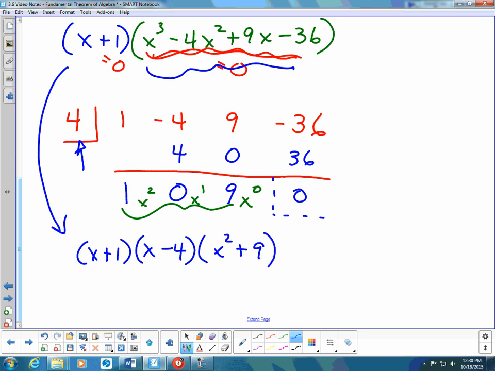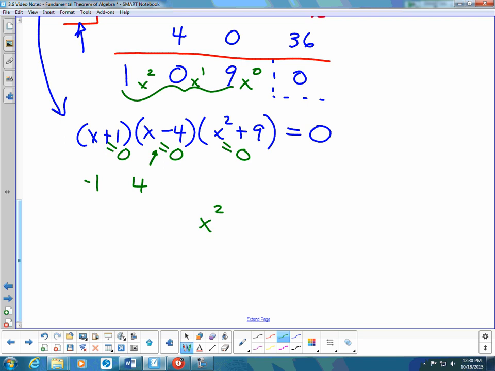So now, if we want to know when is this equal to 0, again, we set each of these equal to 0. Well, we already know about these first two. This one is going to give us -1 as a 0 of the function. This one's going to give us a +4 as a 0. But this one we haven't solved yet.